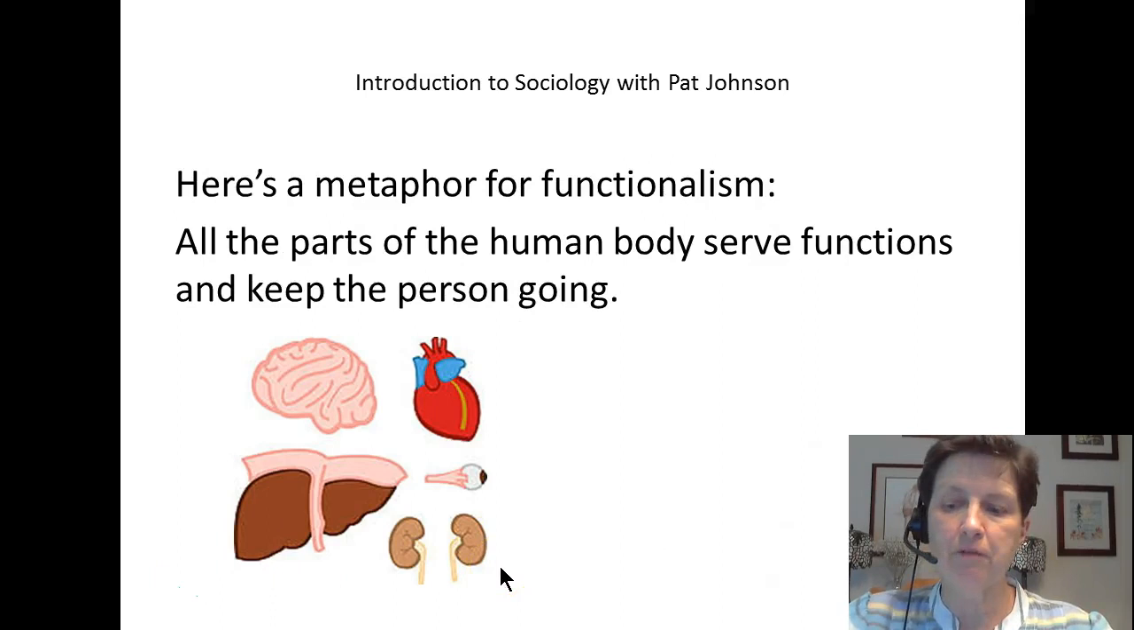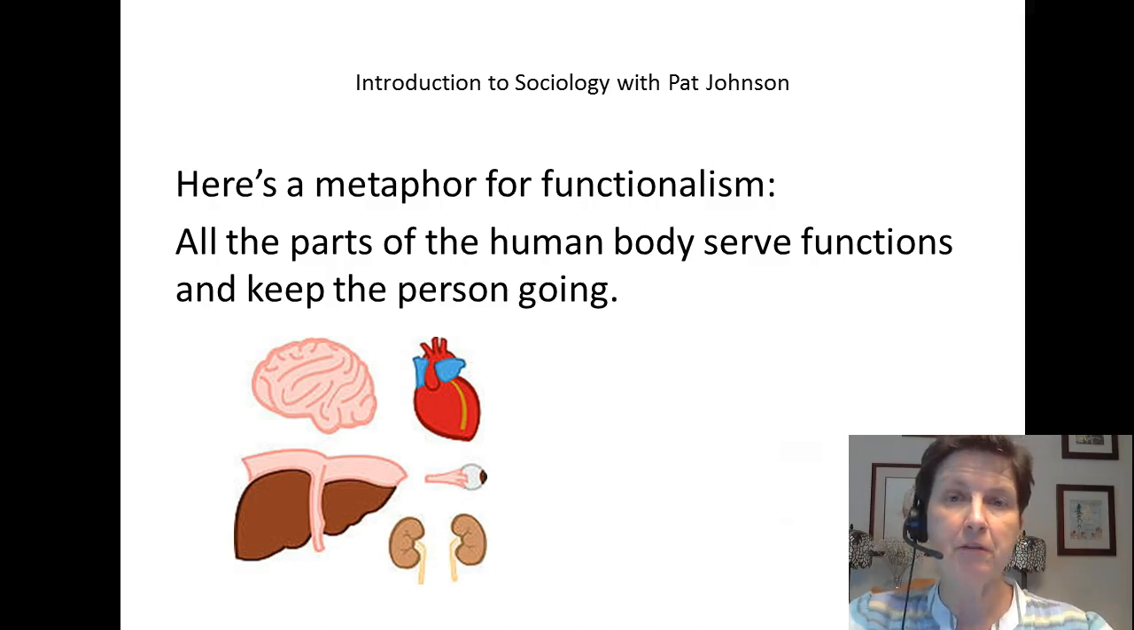Here's a metaphor for functionalism. Your body has lots of parts, lots of organs, and each one of those organs serves a function and keeps you going. So you need a brain, you need a liver, you need a heart, you need your sense organs like your eyes, you need your kidneys, and all those different parts of your body serve different functions. And if something's wrong in any one of those parts, then the whole system has problems.